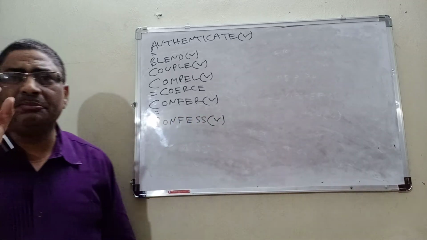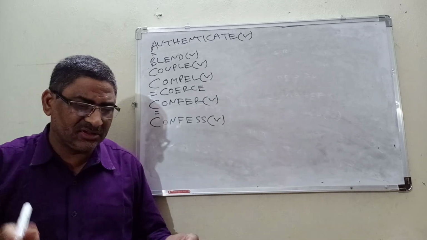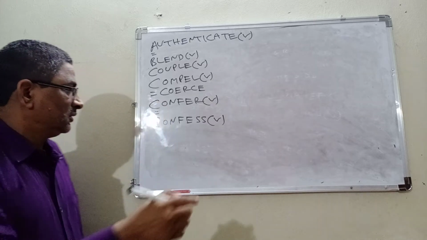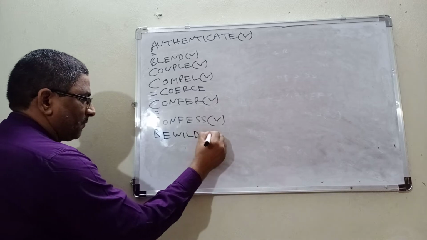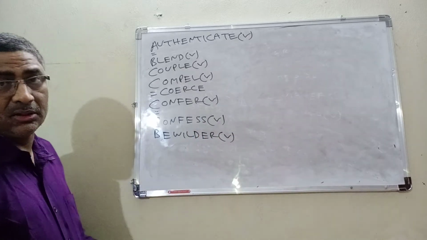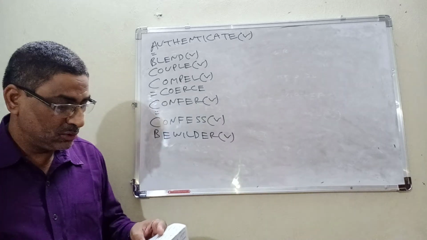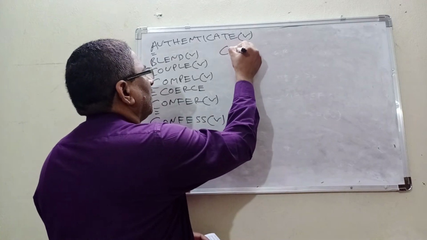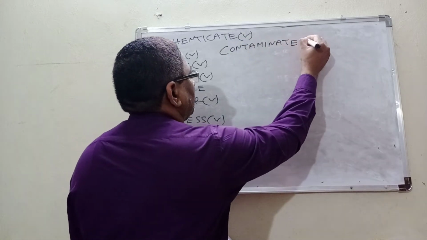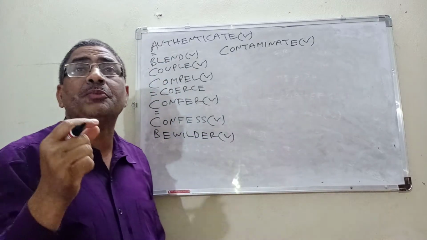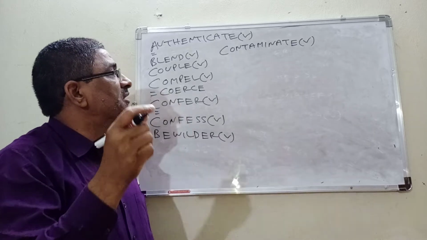Confess means to admit our faults, right? Whatever things you do, if you would like to admit your fault, that's called confess. Bewilder meaning is confuse. Next word, contaminate, very popular word. Contaminate meaning is pollute. Contaminate is a substance that pollutes something. Contaminate is a verb, meaning is pollute.